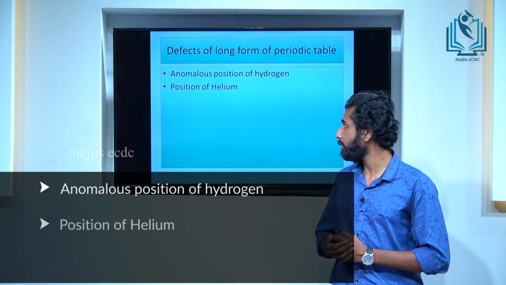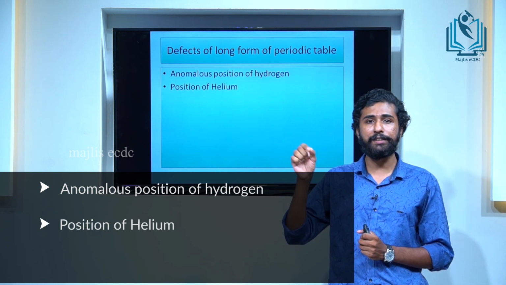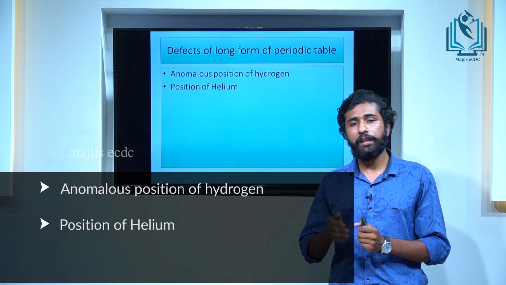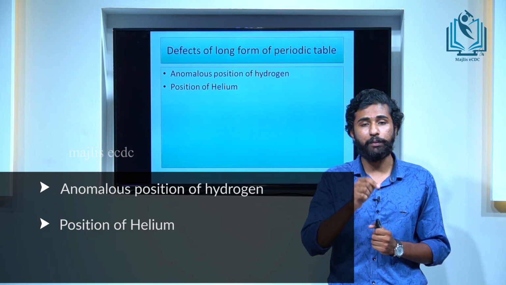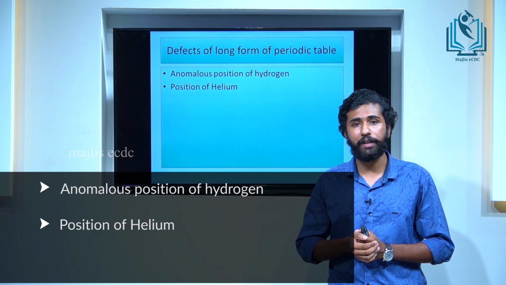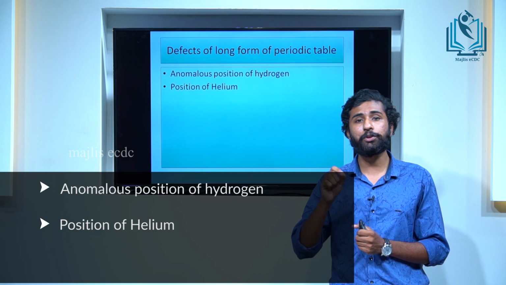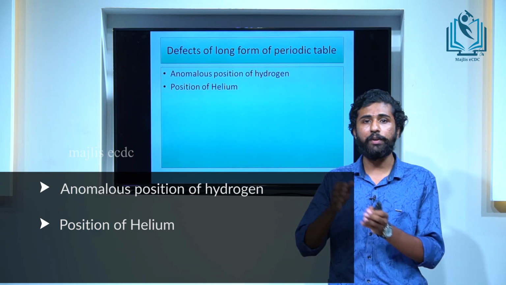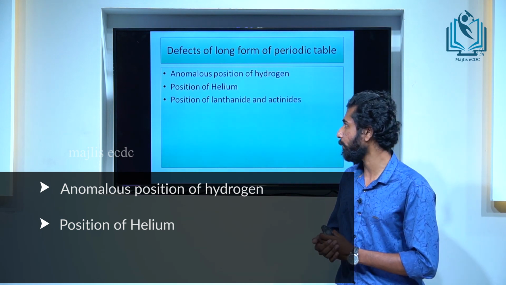The second demerit is the position of helium. In the periodic table, helium is placed in group number 18. By considering the electronic configuration of helium, it should be with group number 2, because helium has the outer electronic configuration ns2. But helium shows resemblance in properties with group number 18, so that's why we place helium in group number 18. So this is a demerit of the long form of the periodic table.